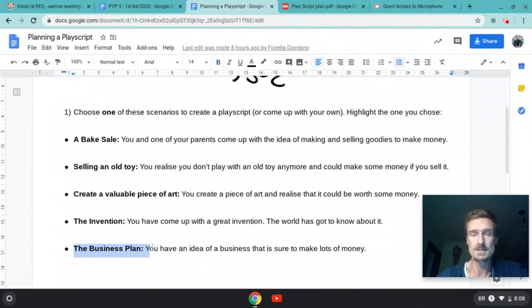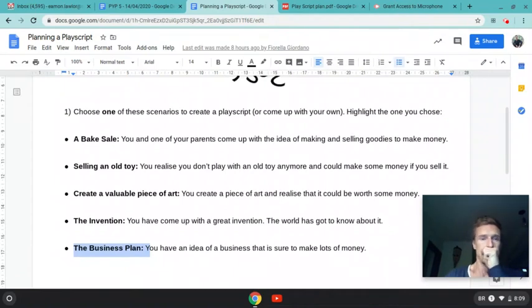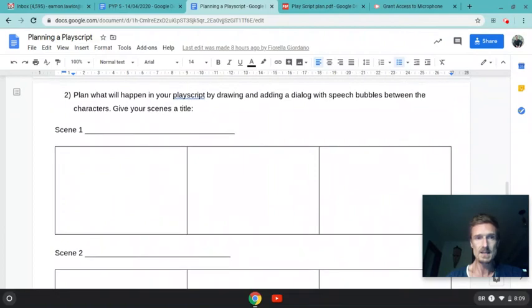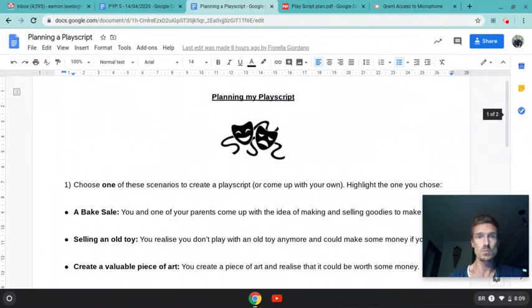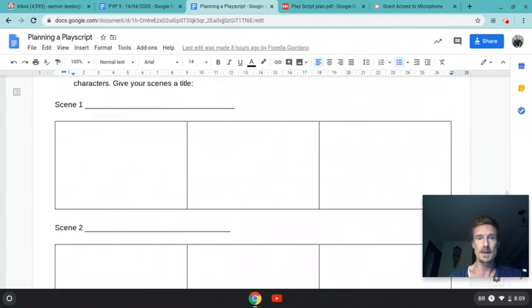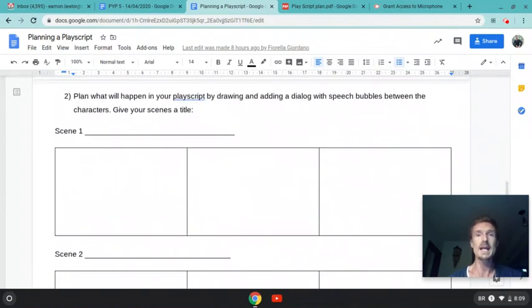All of these, you will notice, are related to our current unit about economy and money, okay? So choose one of those. I chose the first one, a bake sale or a cookie sale. Excuse me. Then on the second page, so that was page 1, you're going to see: plan what will happen in your play script by drawing and adding a dialogue with speech bubbles between the characters.